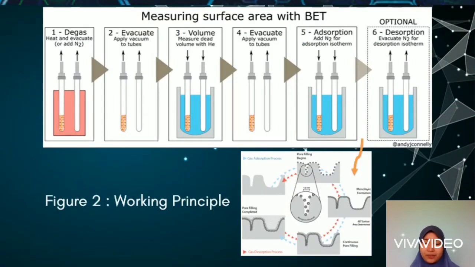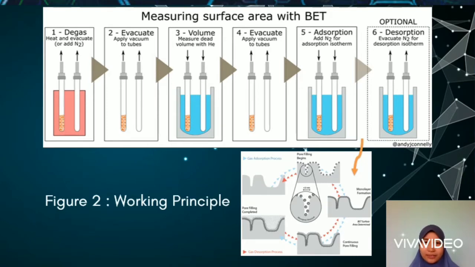Okay, we go to the working principle of BET. First, we need to degas, in which we heat and evacuate the sample. Why do we need to heat and evacuate the sample? This is to keep the nanoparticles dry and to evaporate the water on the surface. Next, we evacuate by applying a vacuum to the tubes, to ensure all the water molecules are evaporated.